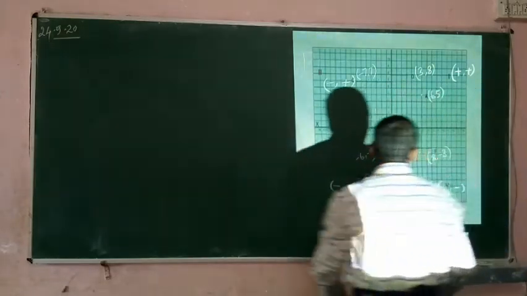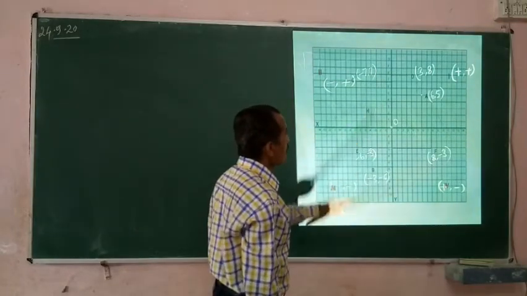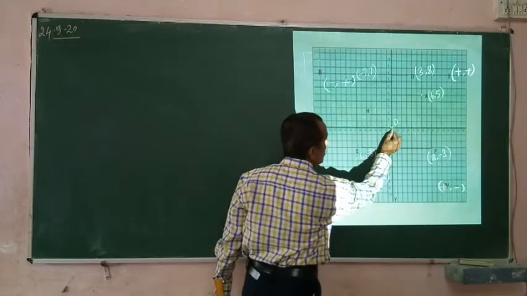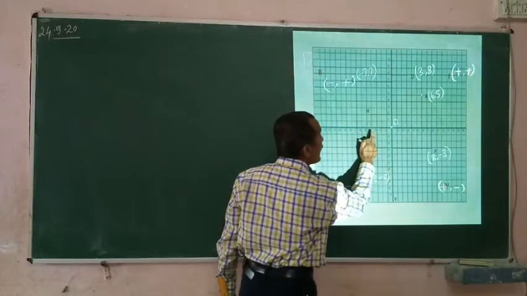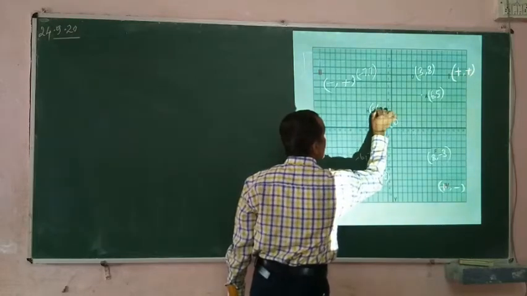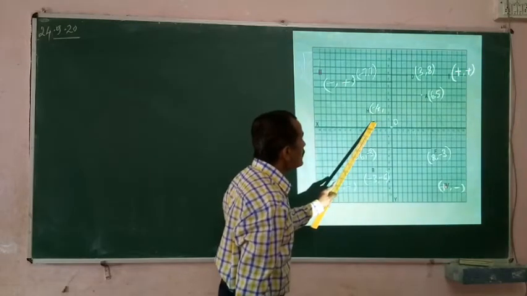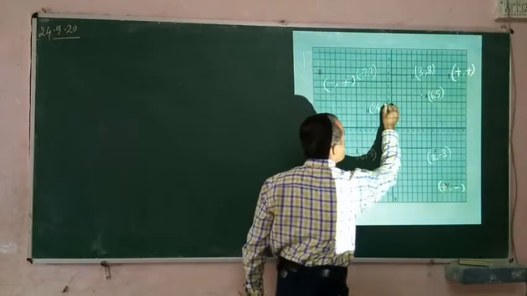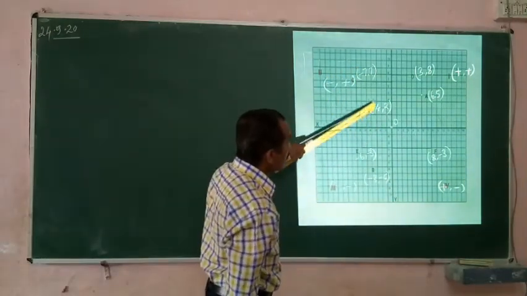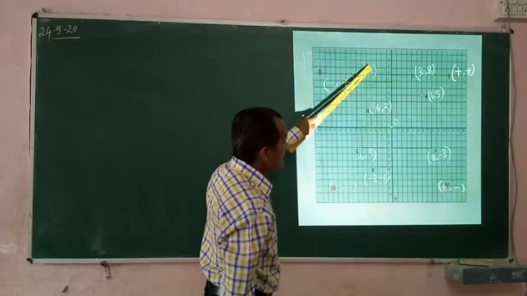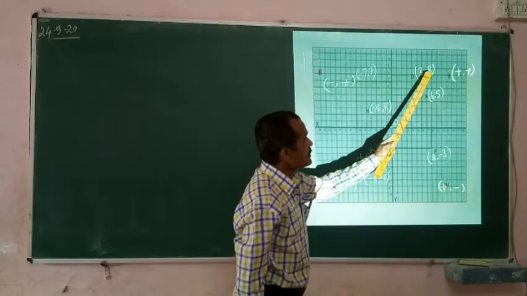There is another point here. The next point is H. Here is point H. Always from the origin you start: 1, 2, 3, 4. Negative 4. For H it is negative 4. And going up: 1, 2. It is minus 4, comma 2. See, you can see in the second quadrant, x value is negative, y value is positive. So it is minus plus. You can see in the first quadrant, x is positive, y is also positive.